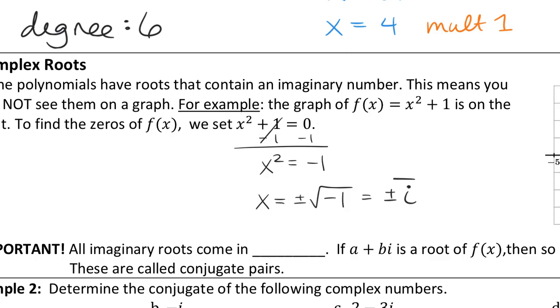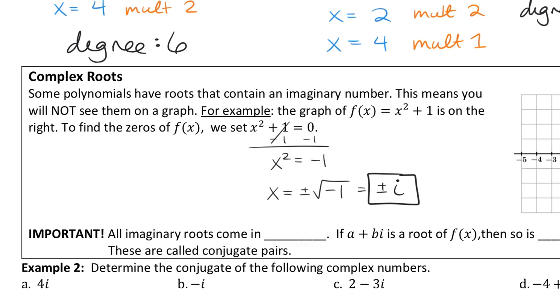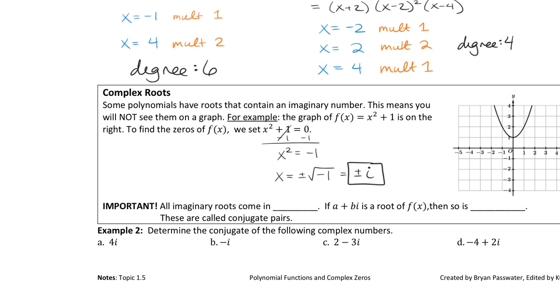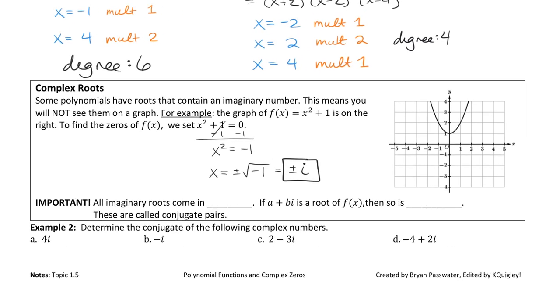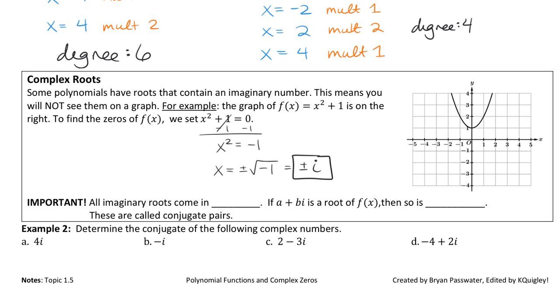But this right here are the 2 solutions, positive i and negative i, for this quadratic. If you notice, we have 2 solutions, the positive and negative version of i. Because it's a quadratic, degree 2, there should be 2 zeros. They're just both imaginary. In fact, all imaginary roots do come in pairs.